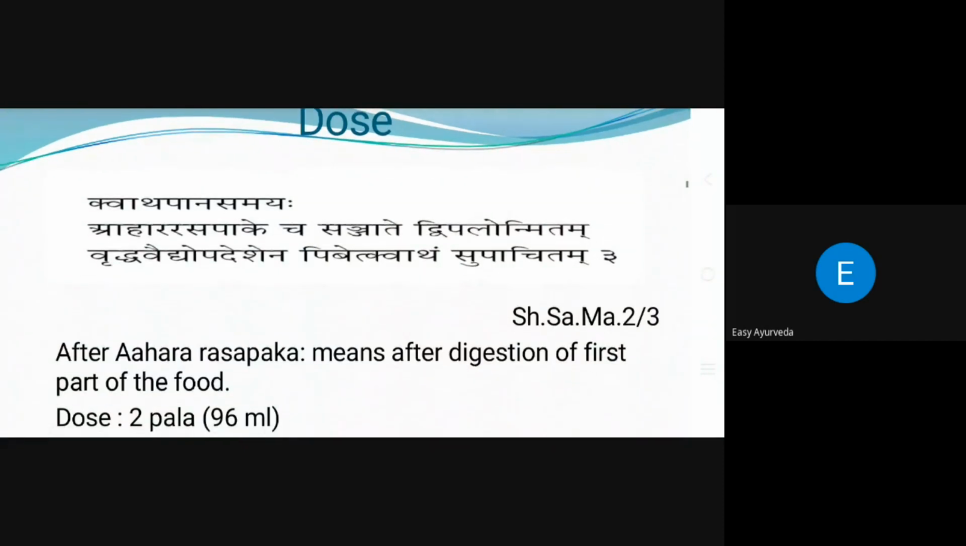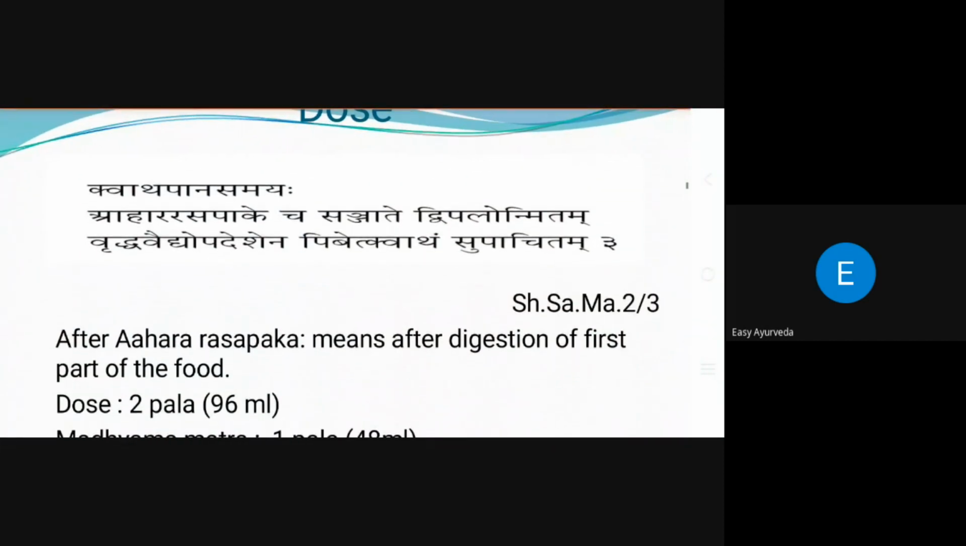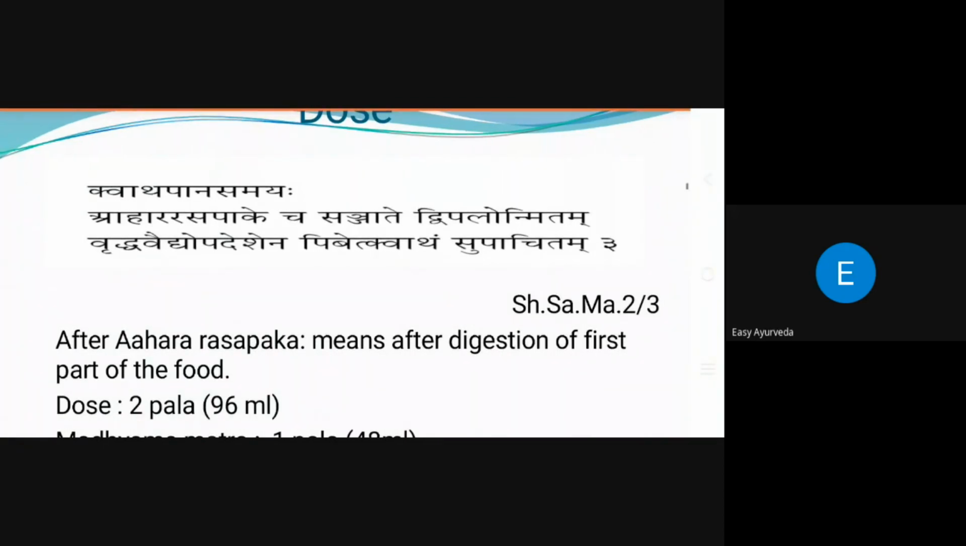Acharya Sharangadhar has specifically mentioned Ahara Rasapake: he says that after the digestion of the first prahara, that is, after the digestion of the first kala, Ahara Rasapaka, which we are going to study in the Vipakas, Madhura Vipaka, Katu Vipaka, Kashaya Vipakas are there.